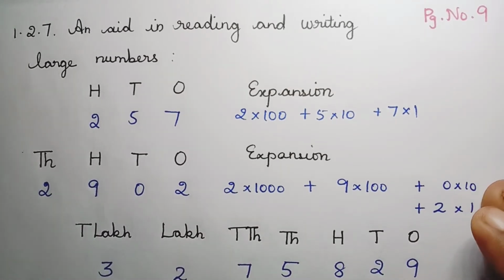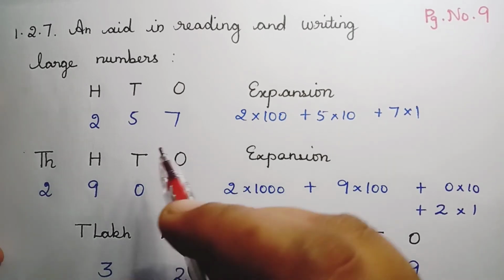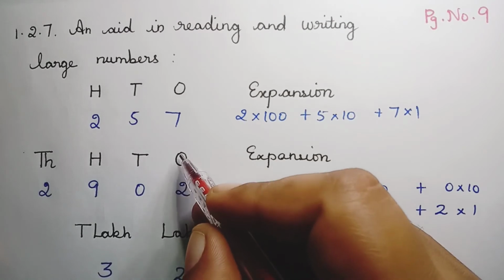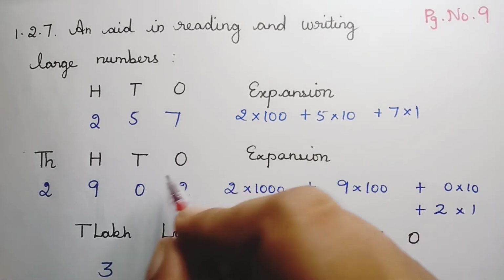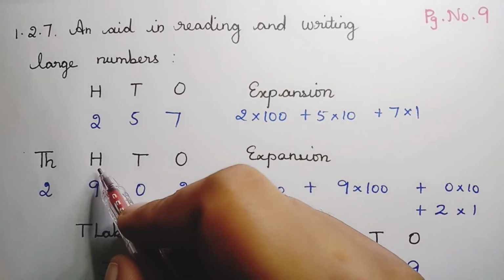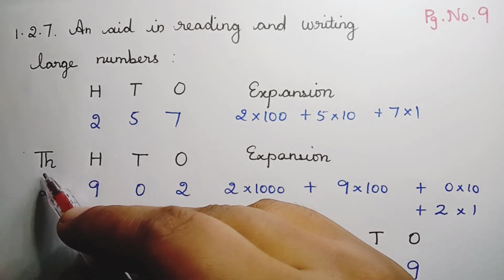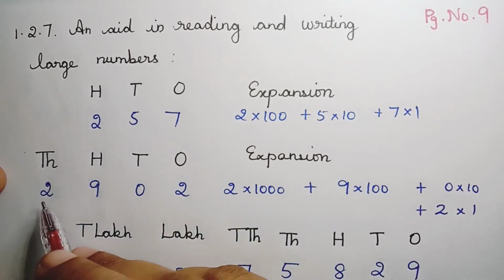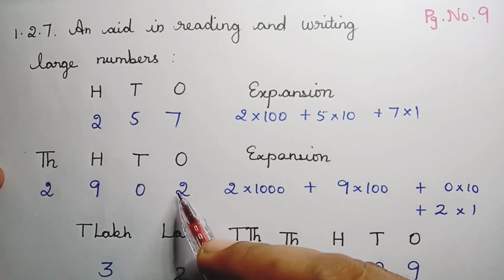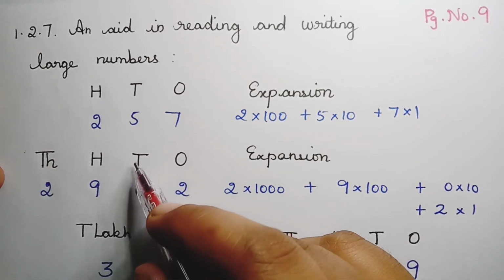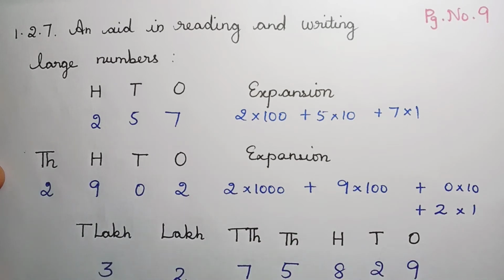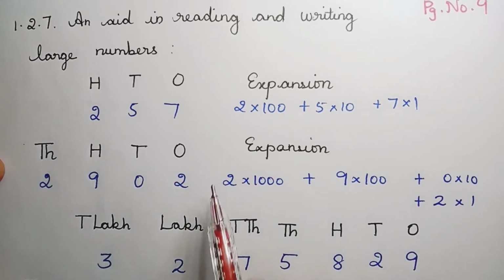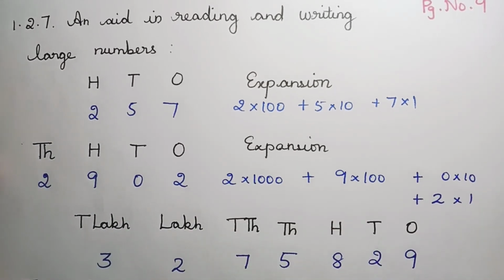So how can you find out this is 2000s? So you have to write ones. O represents ones, T represents tens, H represents hundreds, TH represents thousands. Okay. So this is 2902. Okay. There's no value for tens, so we are not mentioning it. Okay. So the expansion also you know how to write it, right?